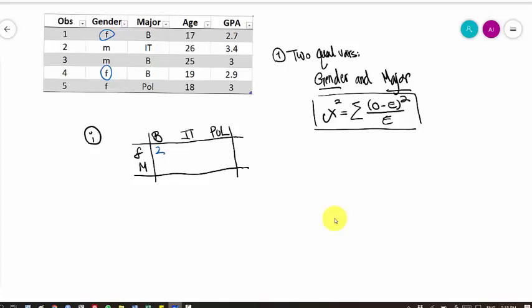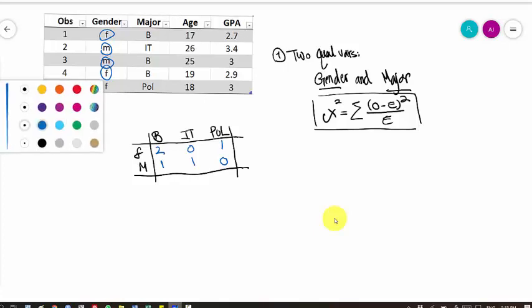IT and female. Do we have a female who is doing IT? No. 0. Female in political science, 1. For male in business, 1, which is this one. Male in IT, 1, which is this one. And male in political science, we have no student. Now these 6 numbers which I have calculated here, these are joint frequencies.